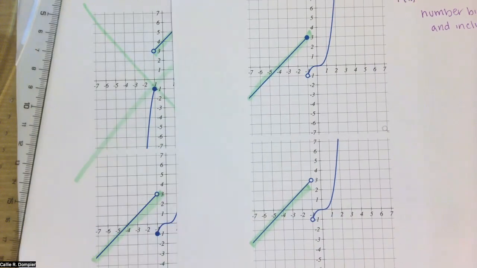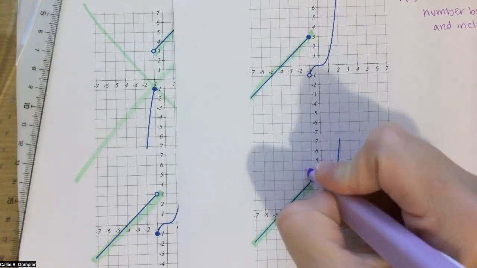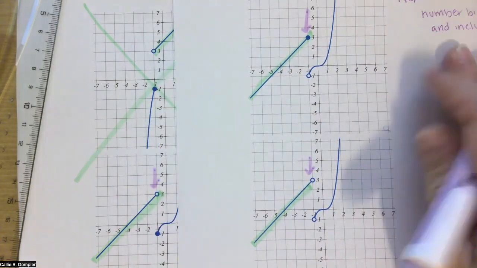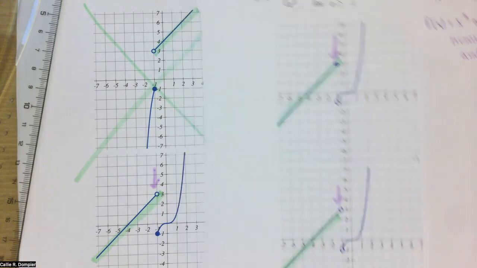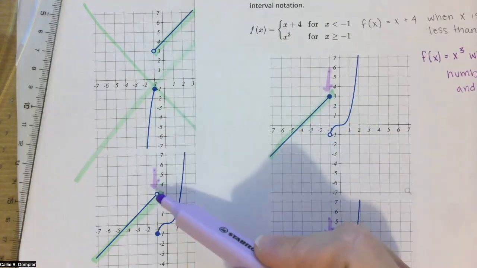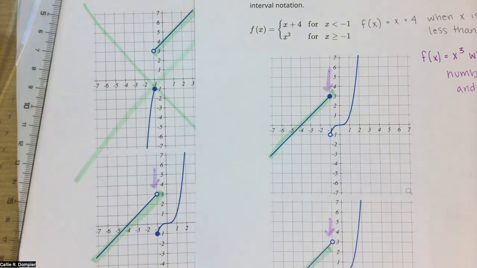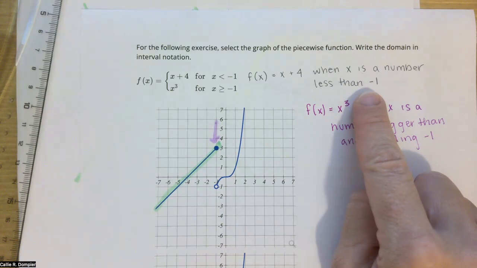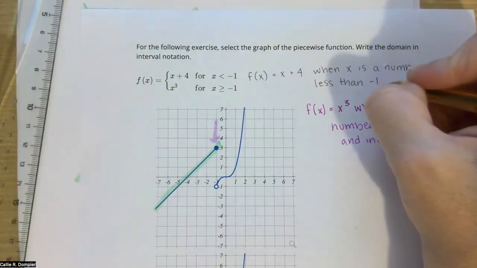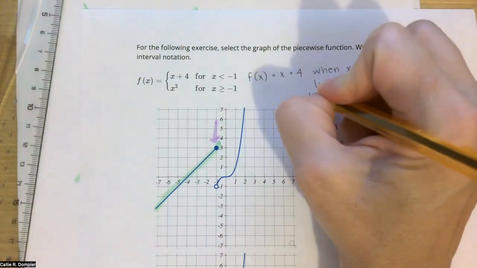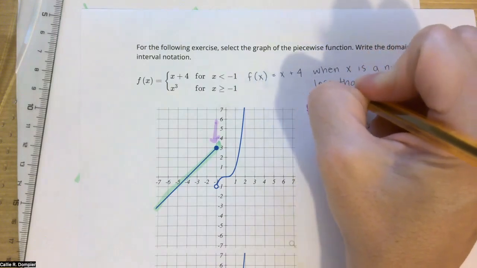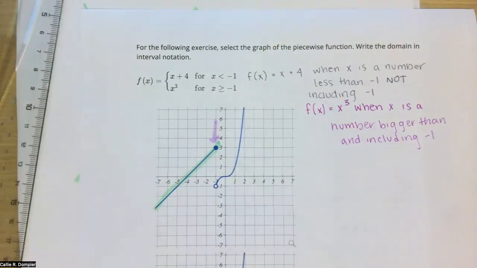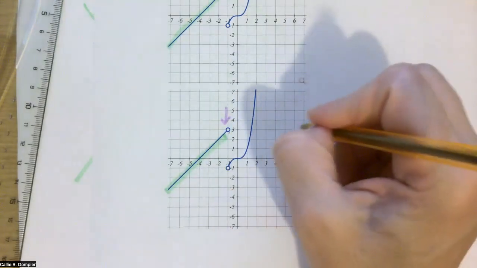The difference is this whole, what should we call it? Circle? Is this circle empty or filled, right? F of x equals x plus 4 when x is a number less than -1. Less than -1 does not include -1. Not including -1. What's the symbol for not including -1? It's that the hole is empty. The circle is empty, all right?